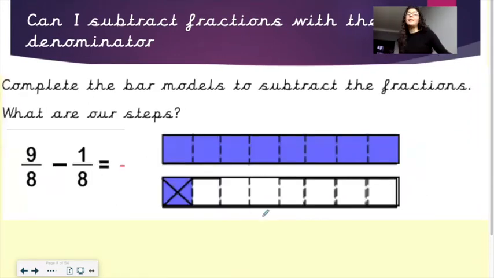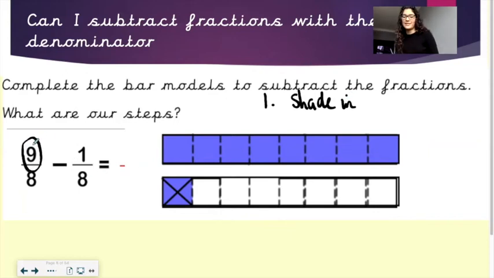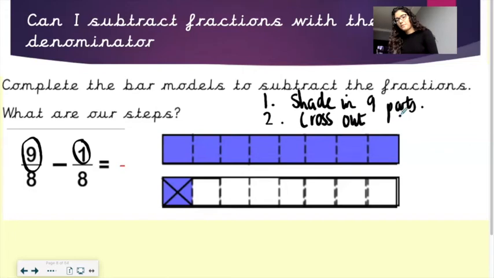Another example here. Complete the bar models to subtract the fractions. What are our steps? So your first step is to shade in. How many parts do we have to shade in? 9, because that is the bigger numerator. Shade in 9 parts. So if that's our first step, what would our second step be? How many parts do we have to cross off? 1. Then we write cross out 1 part. Lovely. And then lastly, solve the question.